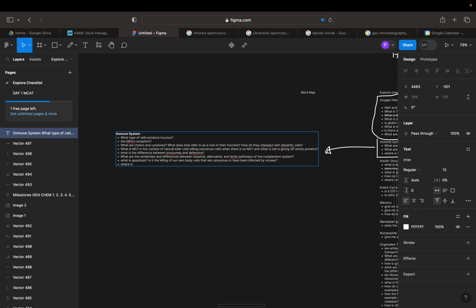Whereas the thymus, and how does thymosin mature T cells? Are T cells produced in our thymus or elsewhere?